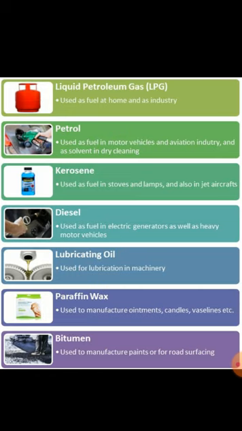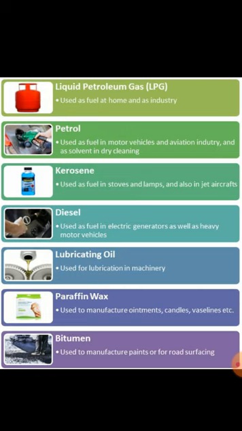Kerosene is used as a fuel for stoves, lamps and jet aircrafts. Diesel, the next constituent, is used as a fuel for heavy motor vehicles and electric generators. Lubricating oil is used for lubrication in order to reduce the friction and to stop the wear and tear of the machinery in the industries.